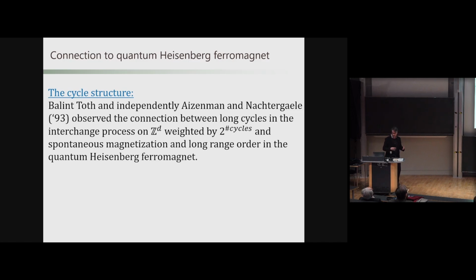And if you analyze and expand out the partition function, the interchange process pops out, except with an extra factor. So you take the permutation from the interchange process and reweight it by 2 to the number of cycles. And then the property of having large or macroscopic cycles in boxes directly corresponds to spontaneous magnetization and long-range order in this quantum Heisenberg ferromagnet. So we don't have any new results about this model, but this is an important open problem in mathematical physics.